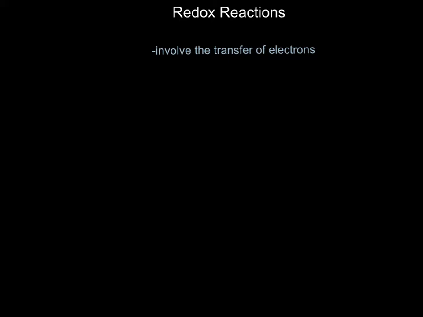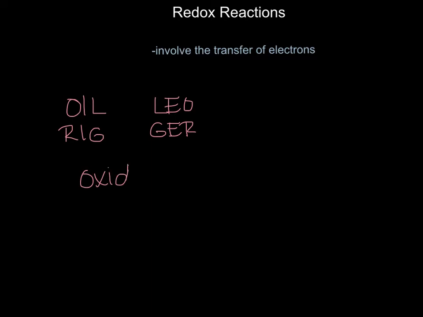So we can use the mnemonic devices OIL RIG and LEO says GER to help us remember. Because in OIL RIG, oxidized is lose. So the species that is oxidized is going to lose electrons.